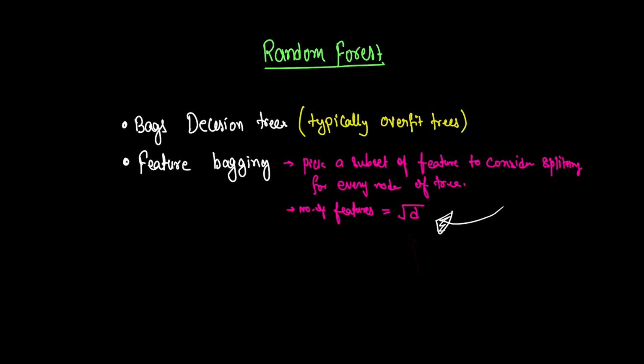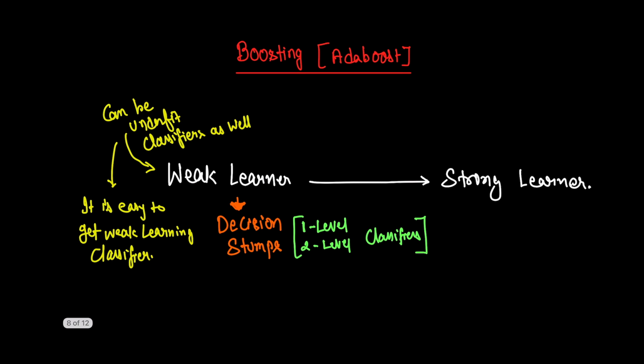We don't know where it comes from; it's basically from some calculations. But the number is root d features. It considers root d features and does the bagging. That is called feature bagging, and then it aggregates to get the output. So this is how the random forest algorithm works.